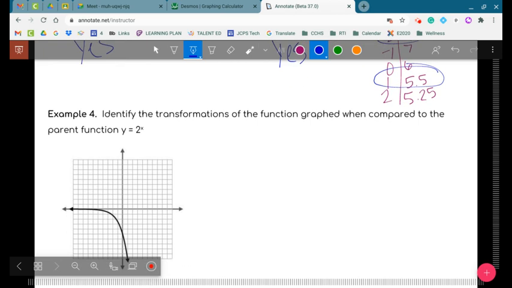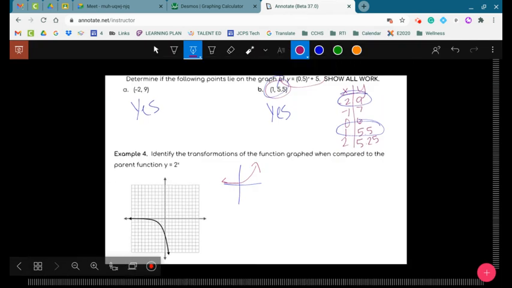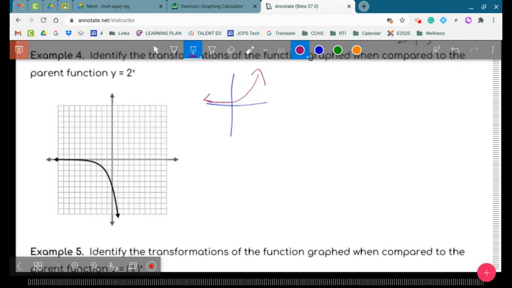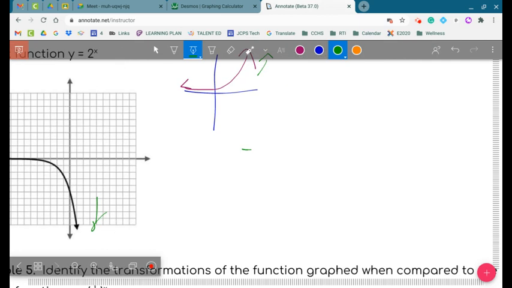Okay. Next one, it says identify the transformation of the graph when compared to the parent function y equals 2 to the x. So if we think about y equals 2 to the x, you guys can always graph this. It is going to look something like this. So we know some changes happen. First, we can see that it reflected over the x-axis because it went from shaping up to going down. So the first one we can see is a reflection over the x-axis.